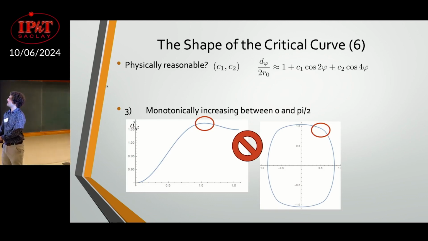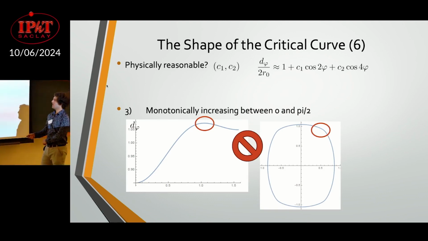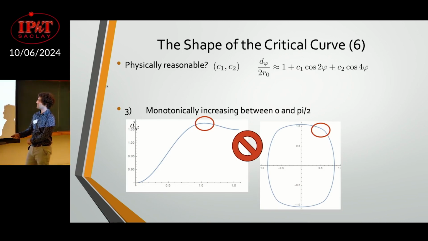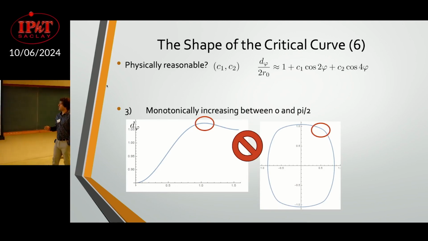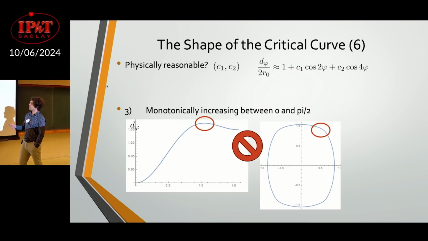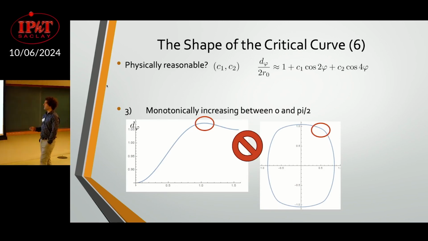And then the third condition is maybe a little bit less clear, but remember I said that the d phi function always goes from its minimum value to the bump at pi over 2 and then goes back down again. One way of interpreting that is that the bump, or the maximum, has to be at pi over 2 and can't happen anywhere else. So the maximum diameter, if we're thinking about what the actual curve looks like, has to be on this vertical axis.